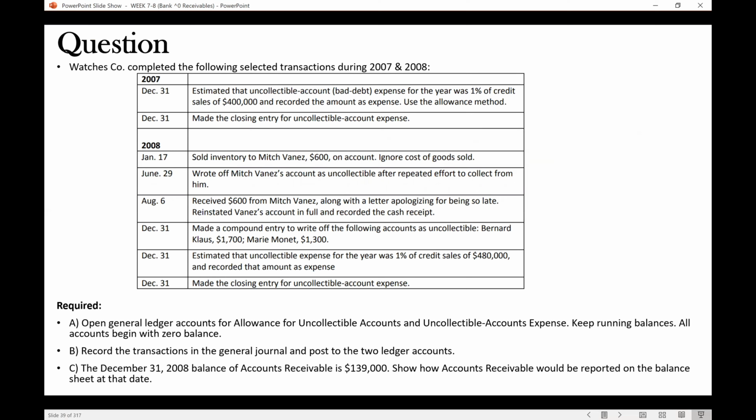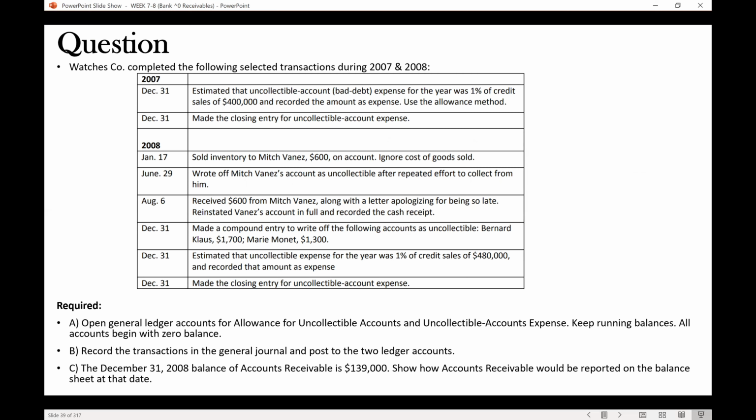Let's continue. So we're at August 6th. We received the $600 from Mitch, along with a letter apologizing for being so late. And this is normal, this can happen, right? And that is why in our previous video we said what happened when, because here it was a good decision to write it off because more than 6 months had passed and you had not heard from Mitch, right? And you wrote it off, but within almost another month's time.